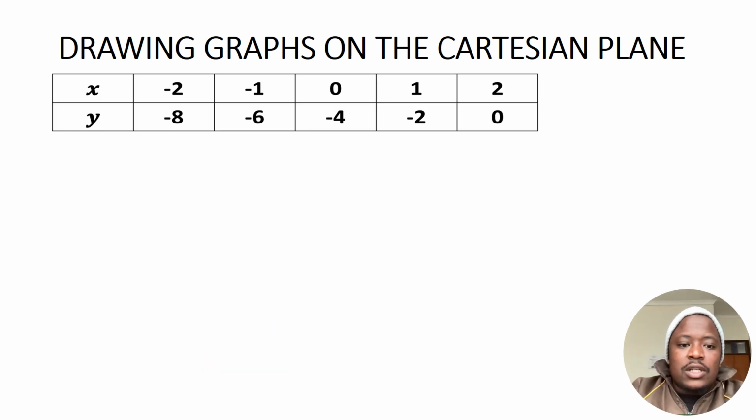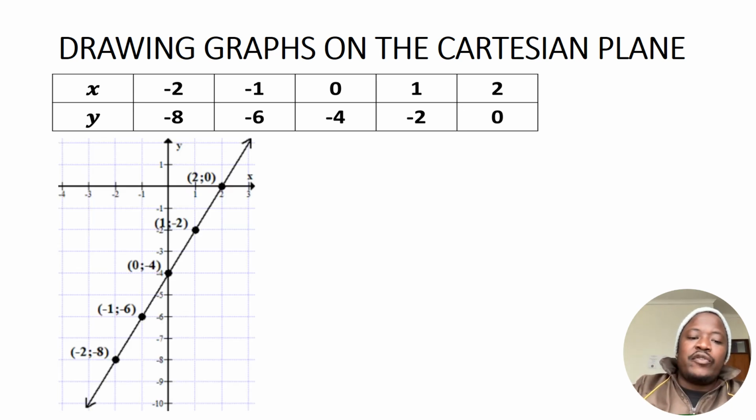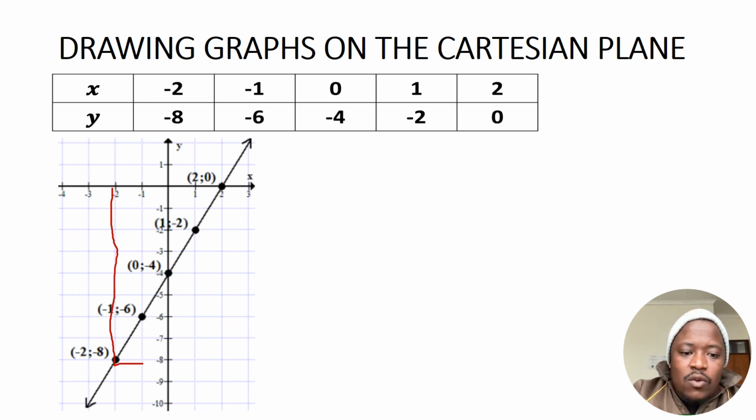Then let us look. We take the very same table again. We need to plot these points on the Cartesian plane. I have already plotted for you, but let us look at it. We are saying x is equals to negative 2, and then y is equals to negative 8. Therefore, this will be our first point. X is equals to negative 1, and then y will be equals to negative 6. This will be our second point.